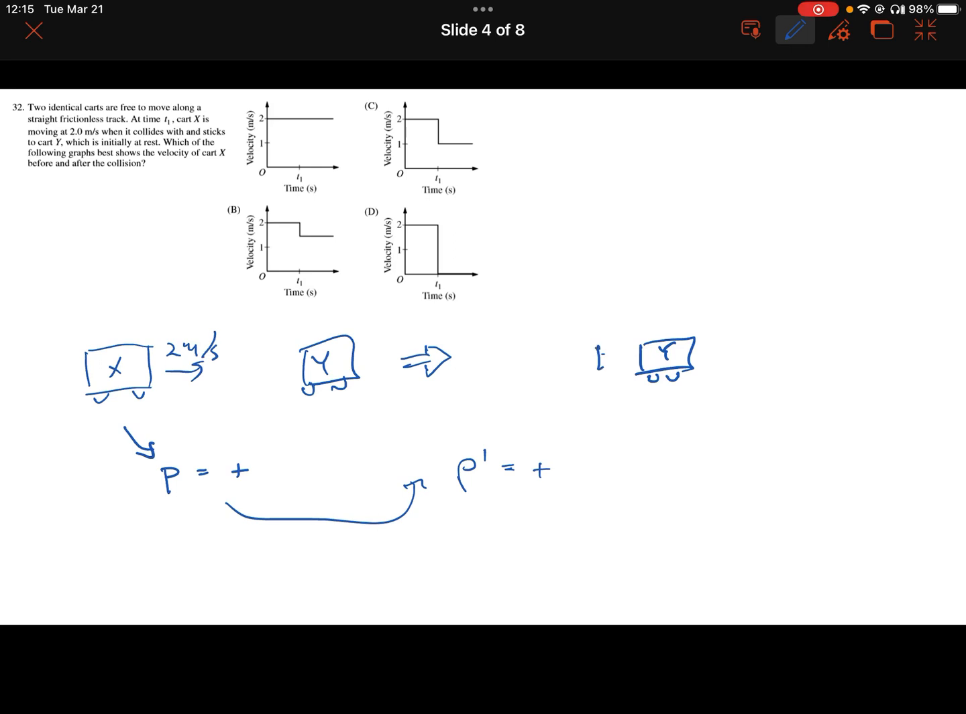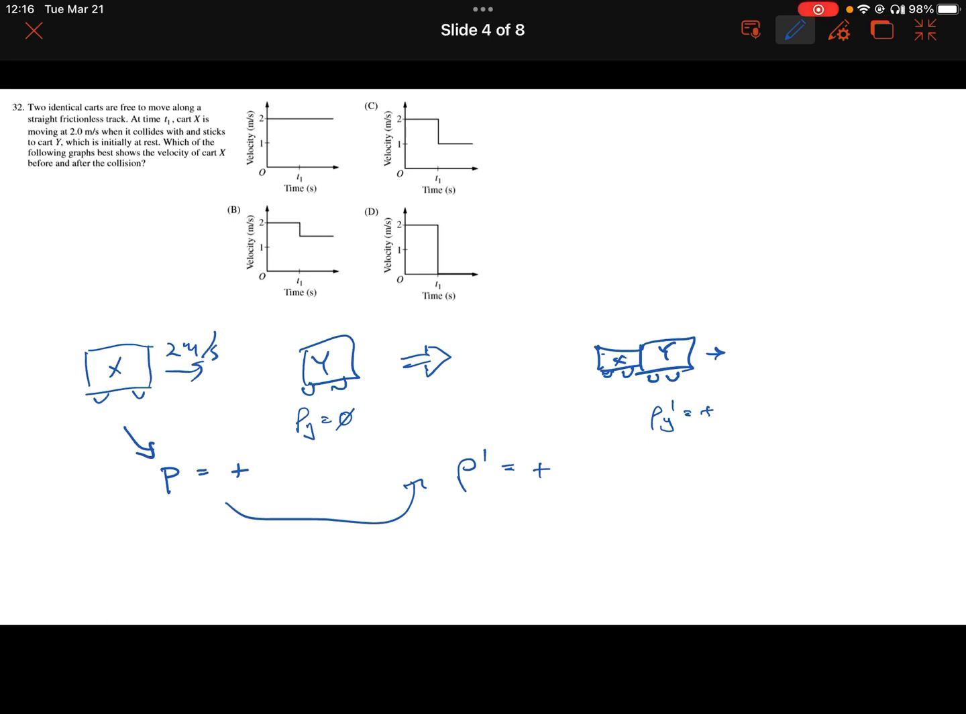They stick together, which means if the total momentum is to the right, then both of these carts have to be moving to the right after the collision. And they have to be moving at less speed than cart X was originally, because cart Y originally had 0 momentum. And after the collision, PY has some positive momentum. So whatever the momentum of cart X is, it has to be less after the collision.